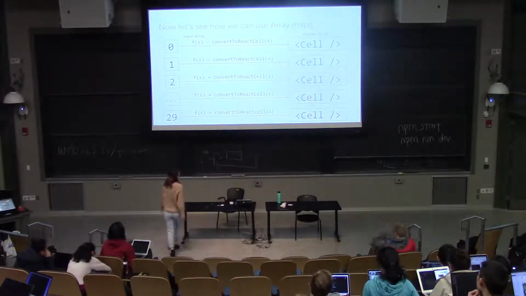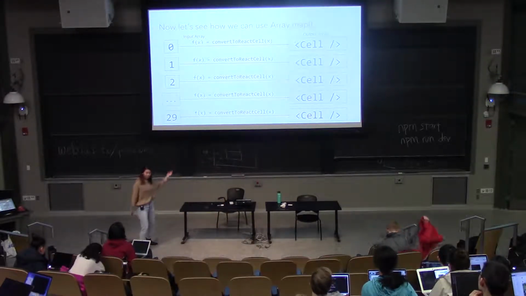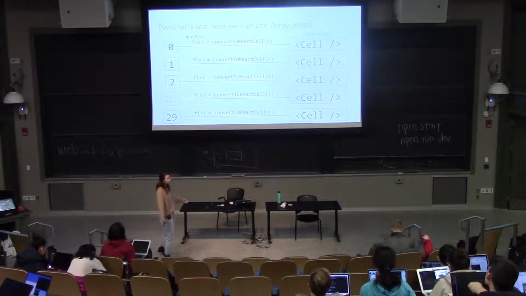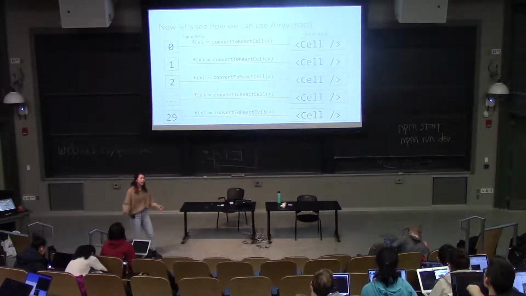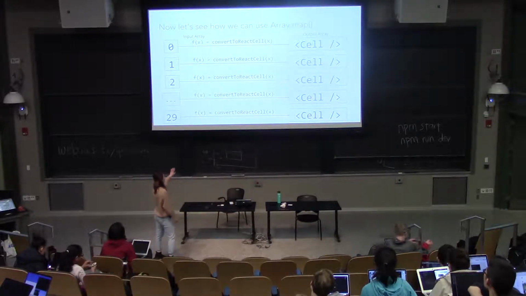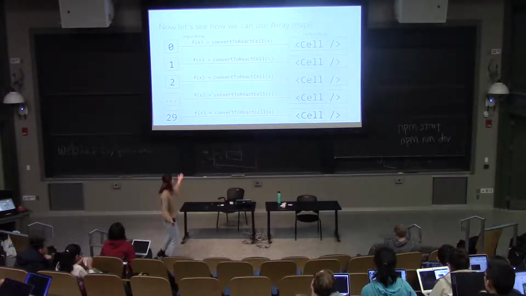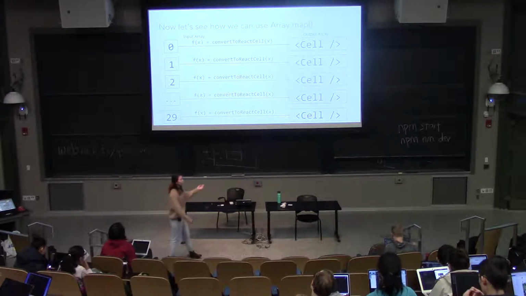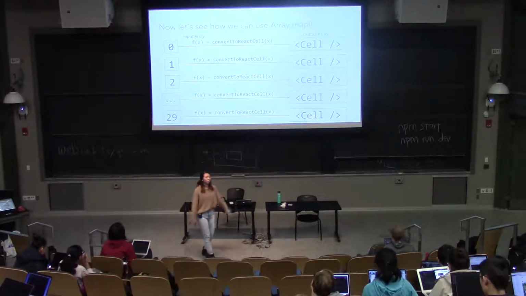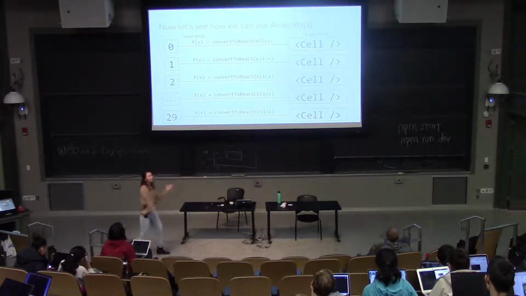Instead, we want to do this 30 times. We want to go from 0 to 29. The function we're trying to do is we're trying to return a cell component. So this is a dummy function. This is not actually real. You're going to want to create and return a cell component, and you're going to want to return an output array of like 30 cells.